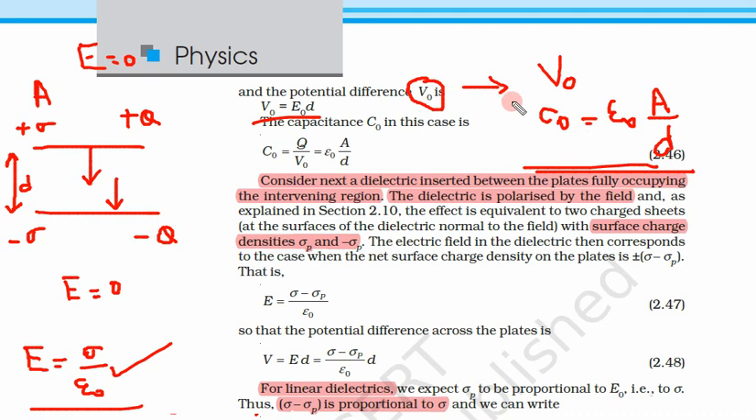So again remember, this is the standard term when we put naught here. This means there is no dielectric. If C naught is given, that means this is the capacitance without any dielectric. It is in vacuum or air. Now next, a dielectric is inserted. So we have this parallel plate capacitor. So let me make this.